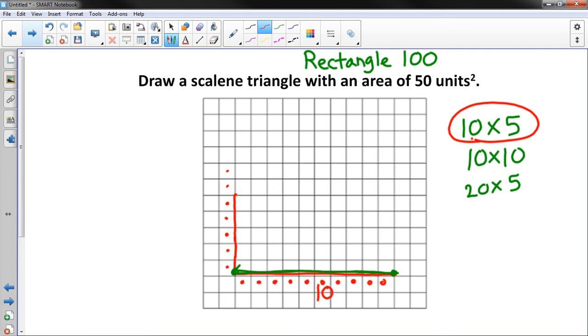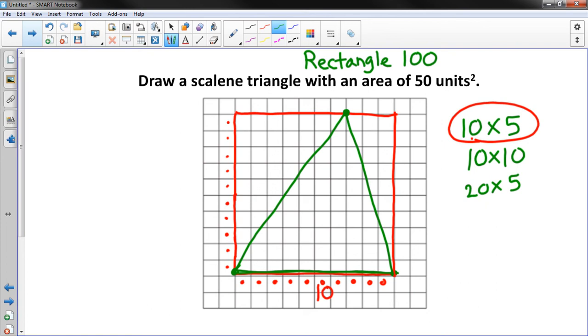1, 2, 3, 4, 5. Needs to be inside this rectangle. I'm going to keep that base 10 at the bottom. Using the same idea, I'm just going to put my peak off-centered. I think I'll put it right there. And I'm going to do this again. It's going to look a little weird. I don't have a ruler, otherwise these lines would be straight. I hope that you use a ruler.